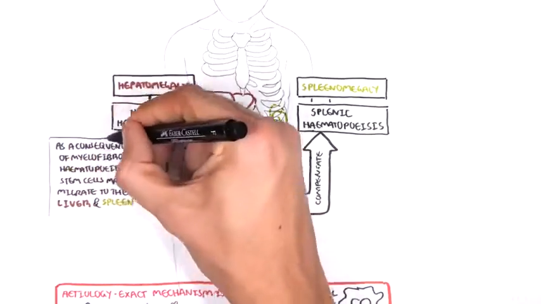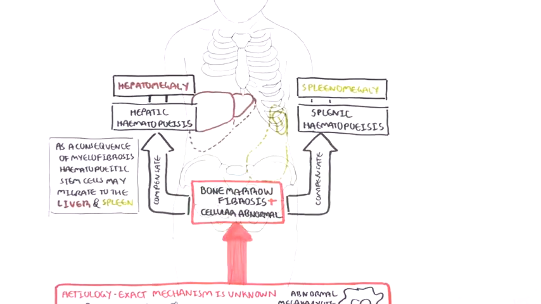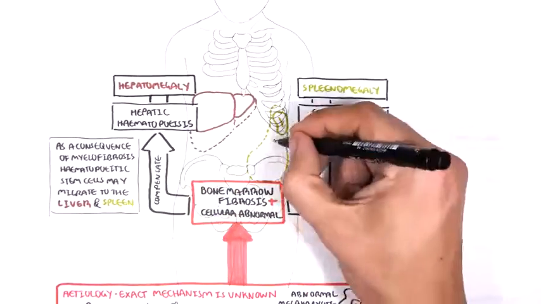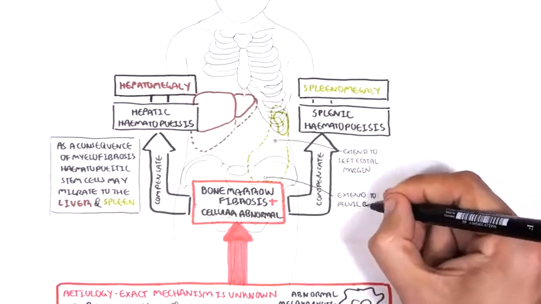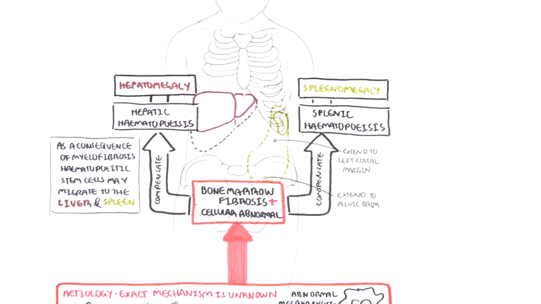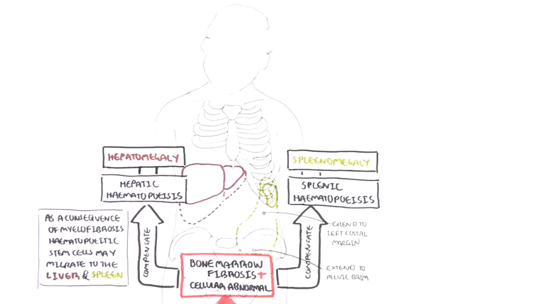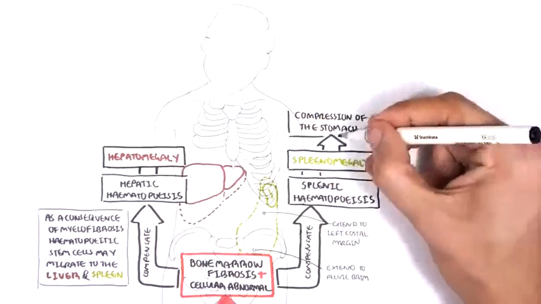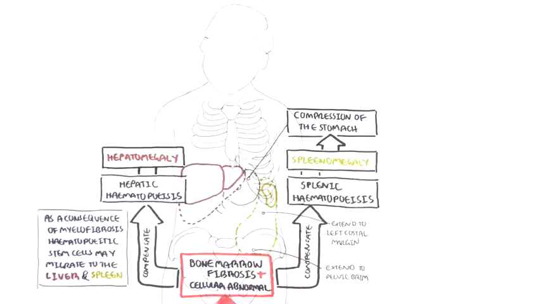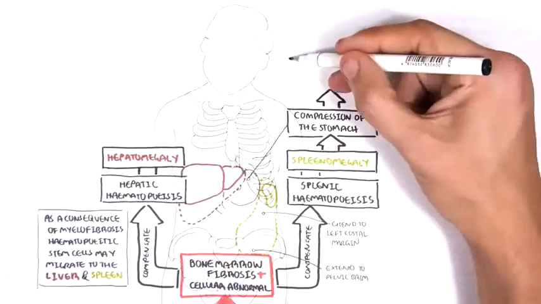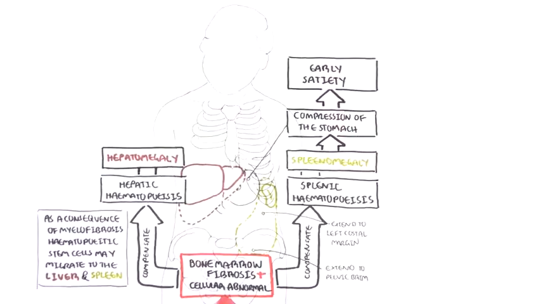A note about the spleen. It can grow so big it extends to the left costal margin of the ribs and even further, extending towards the pelvic brim. The spleen enlarges and it can actually compress the structures nearby, such as the stomach, which is right next to it. Because the spleen compresses the stomach, it can cause early satiety.